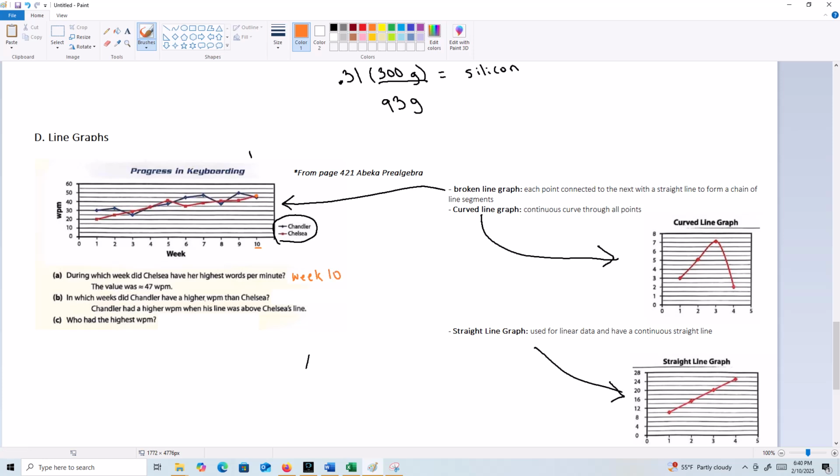In which weeks did Chandler have a higher words per minute, that WPM stands for words per minute, than Chelsea? So in which weeks did Chandler, the blue line, have a higher words per minute than Chelsea? So you want to look for any place the blue line appears higher than Chelsea. You don't have to worry about the numbers at all. Just look at the weeks. Well, at week 1, it's higher. At week 2, it's higher. Week 6, week 7, and week 9.